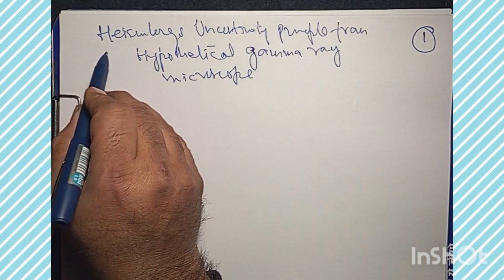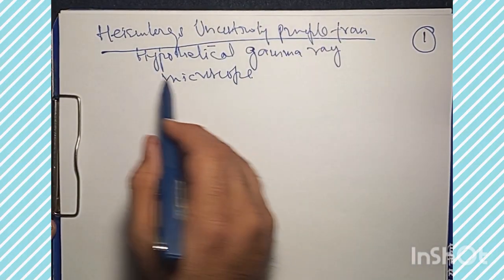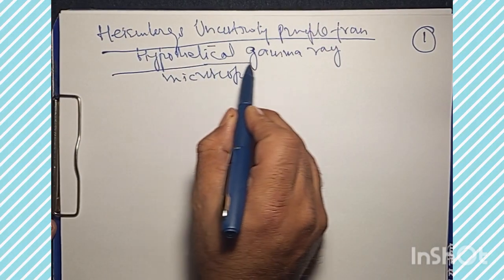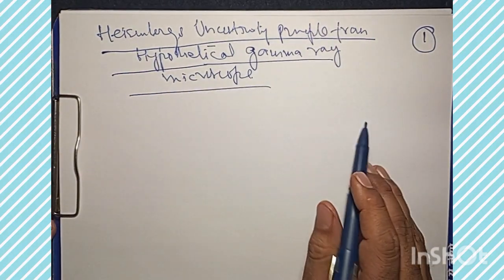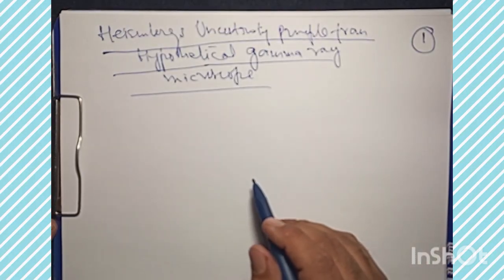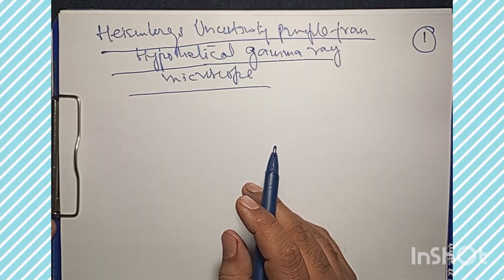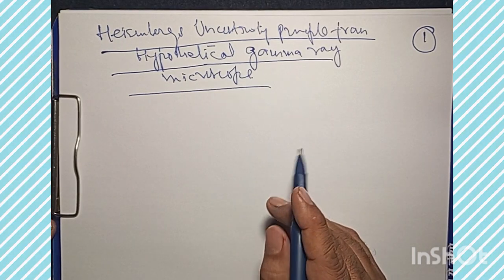Now, continuing with our previous ways of developing Heisenberg's uncertainty principle, here we will try to understand this description of Heisenberg's uncertainty principle by a hypothetical experiment, a hypothetical gamma ray, using a gamma ray microscope to achieve this Heisenberg's uncertainty principle.